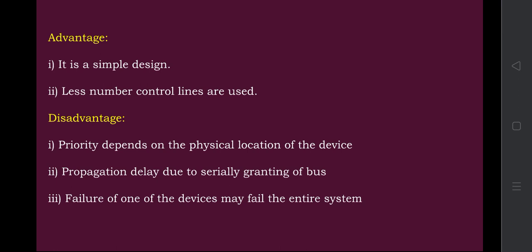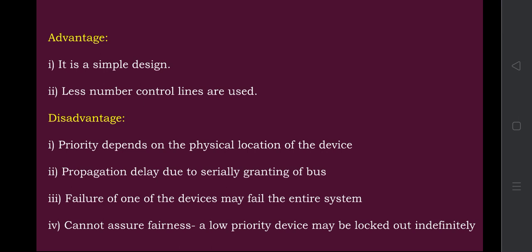At that time, the priority has to be passed to the arbiter 5, but it can go only one after another, which is from 3 to 4 and 4 to 5. But in case the third arbiter fails, it cannot pass the signal to the consecutive arbiter. That means the failure of one of the devices will fail the whole system. That is the disadvantage of this particular arrangement.